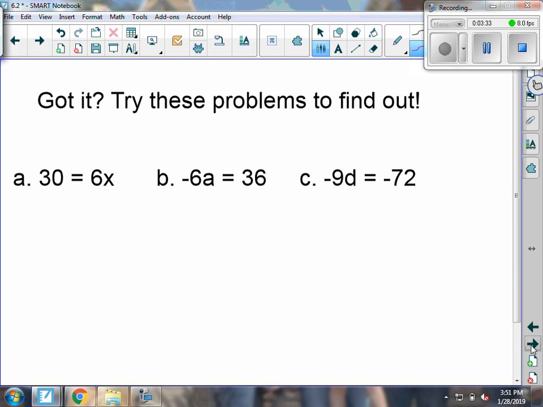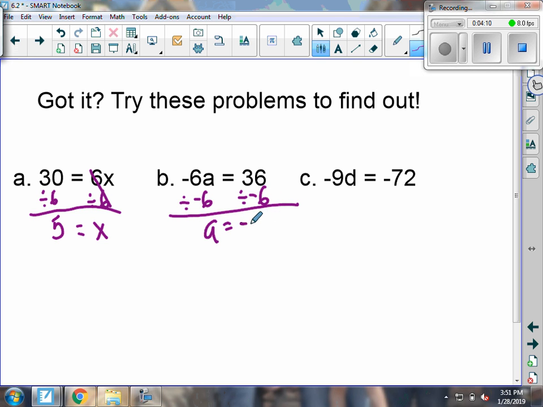So take a moment to copy these down and solve them, please. Pause this if you need more time. So 30 is equal to 6x. I'm going to divide both sides by 6. So 6's cancel out. I have x is equal to 5. B, I have negative 6a is equal to 36. I'm going to divide both sides by negative 6. Don't forget your negative. So a is equal to negative 6.